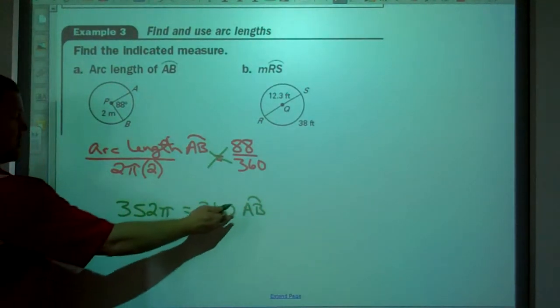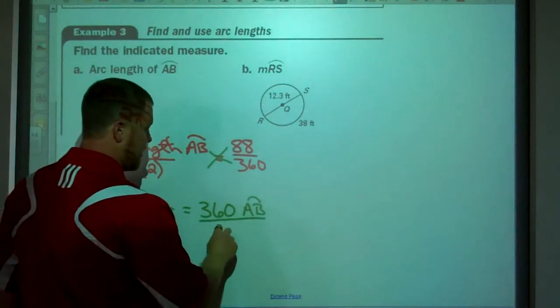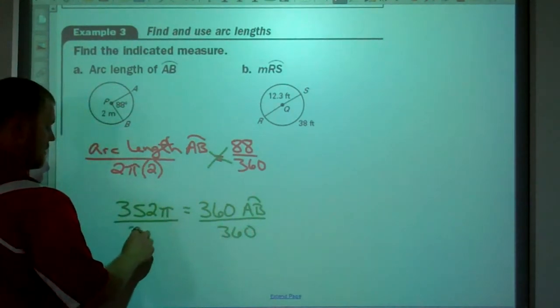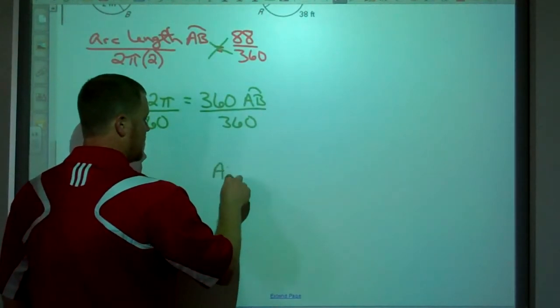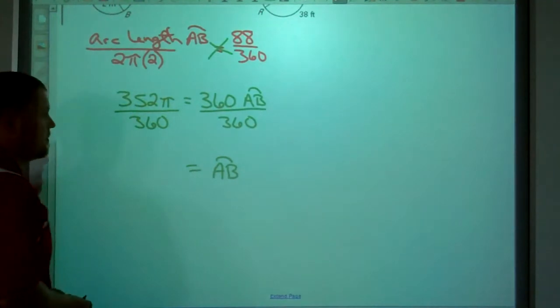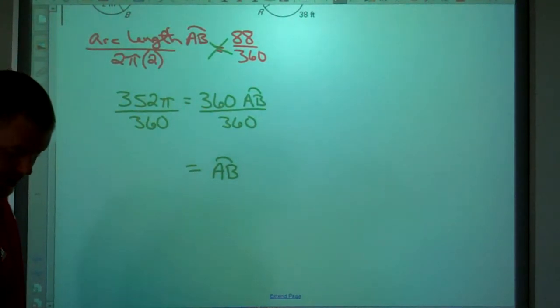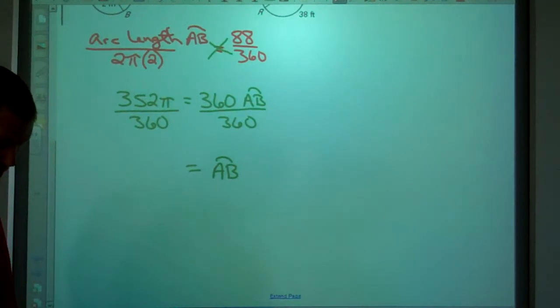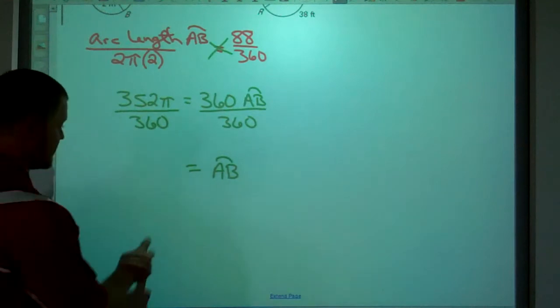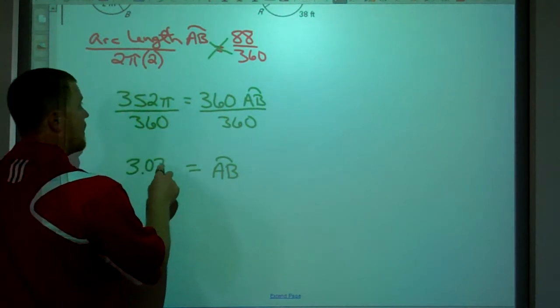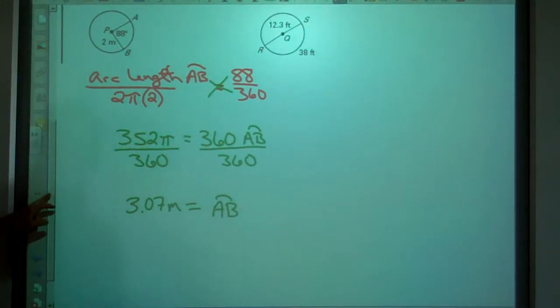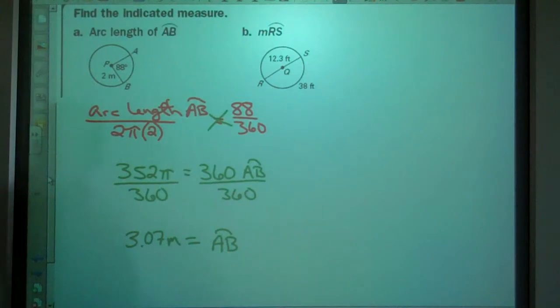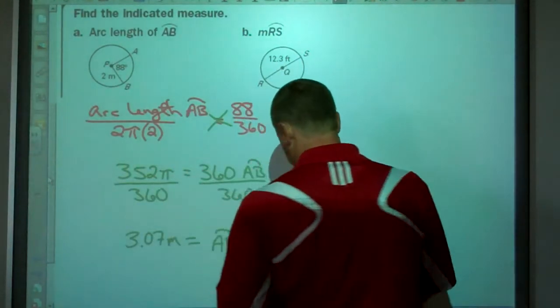Well, we're solving for arc length, right? So divide by 360. So arc AB is going to equal 352 times pi, and then divided by 360. And we get 3.07. And that was meters. Alright? Next one.